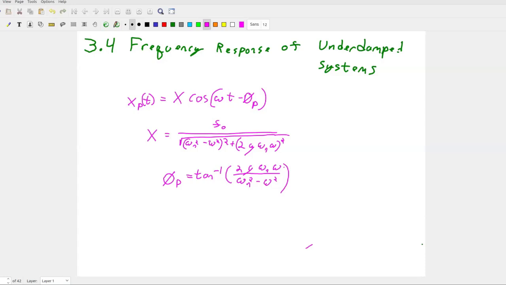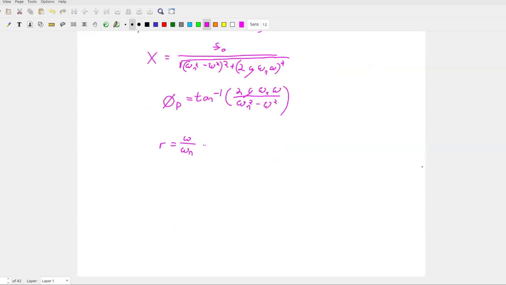So let's define a new term that we're going to call R, and that's omega over omega n. R is a pretty common term for this parameter. Sometimes you will get beta used for this, but we're going to use R. So if you're following along with another book, you might see beta, but we'll use R.